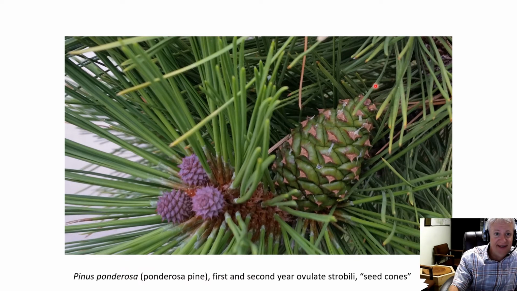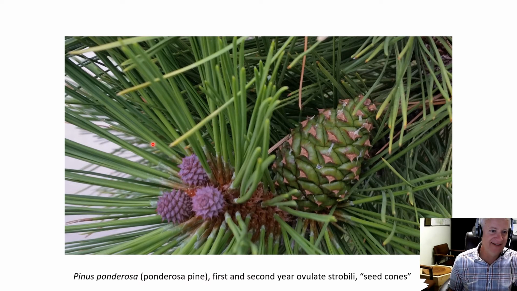Whereas this is a second year ovulate strobilus, a seed cone. This cone will open up later on in the fall and distribute seed, while this ovulate strobilus will overwinter, and fertilization will occur the following summer, and it will look like this in the following year. So, reproductive patterns in pines are a little more complicated and spread out over a little bit longer period of time.